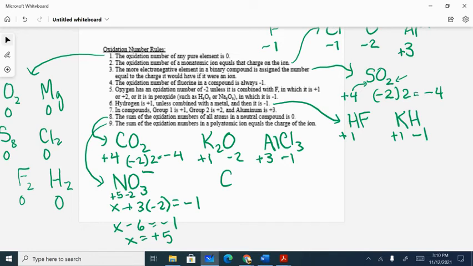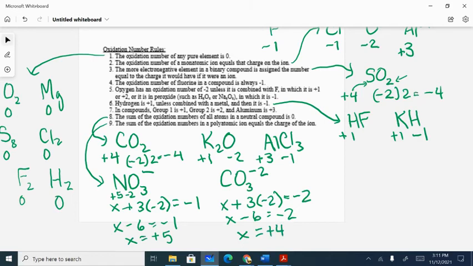Let's see. Let's do CO3 2-. So we have a carbon, and we're not sure what the charge is, but we have 3 oxygens that are -2, and it all has to add up to -2. So X in this case, or the charge on carbon, is going to be +4.